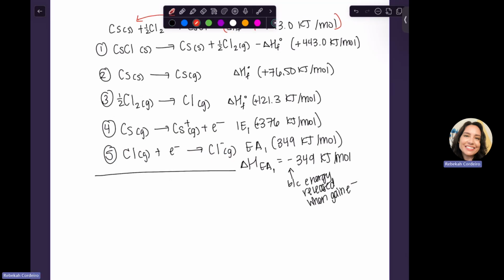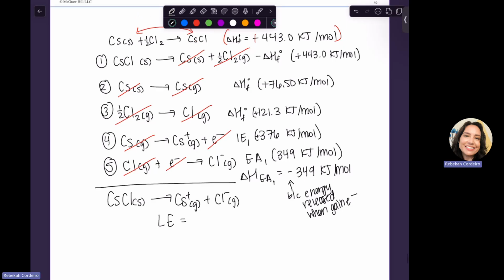So let's look at Hess's law. I have cesium solid cancels. I have 1/2 chlorine gas cancels. I have cesium gas cancels. I have chlorine gas cancels. Electrons cancel. What am I left with? I'm left with cesium chloride, solid, and cesium ion, gas, and chloride ion, gas. And that is my lattice energy.